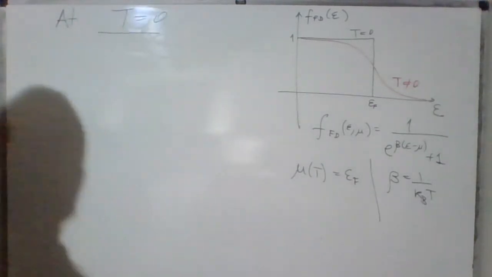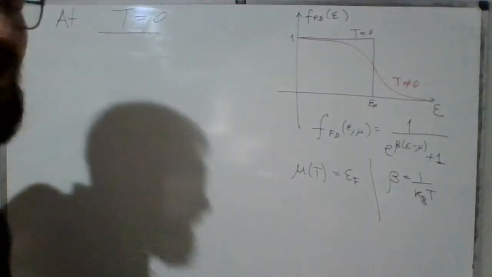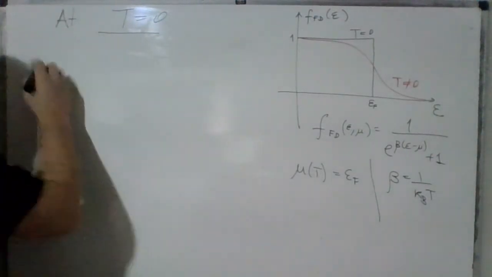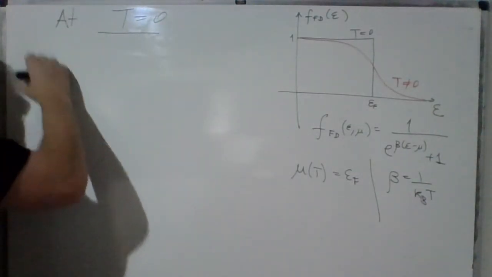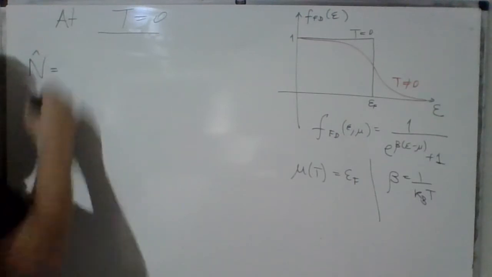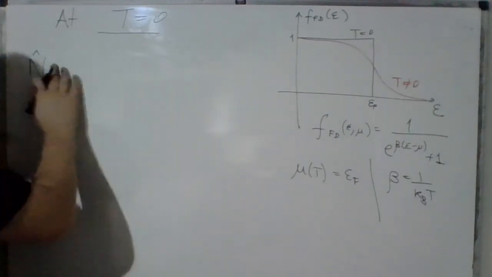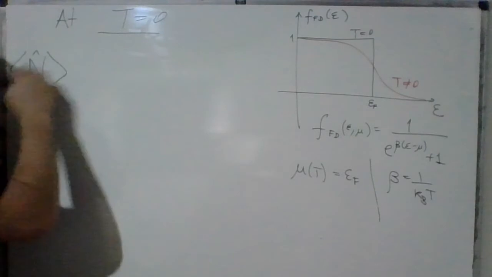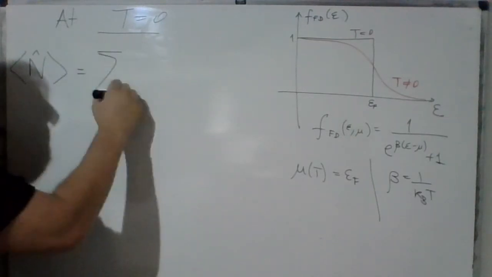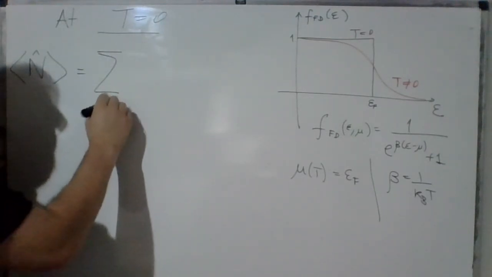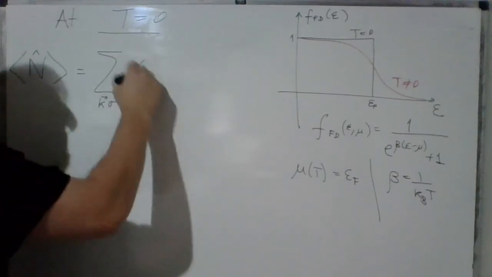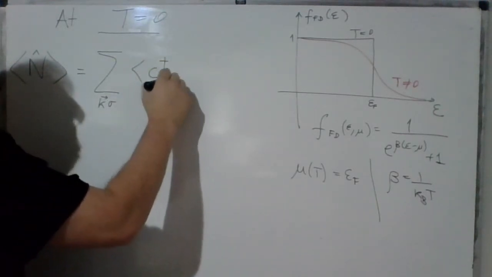Now let us calculate the total number of particles in the system, considering the number operator. So the number operator on average is equal to a summation over k and over the spins of the average number.